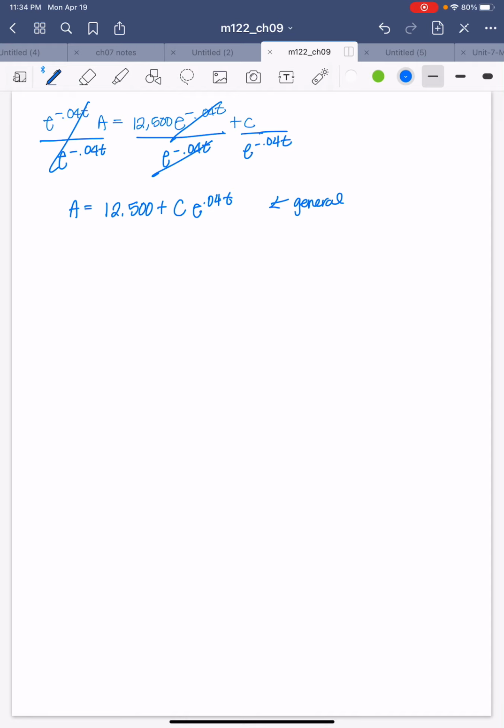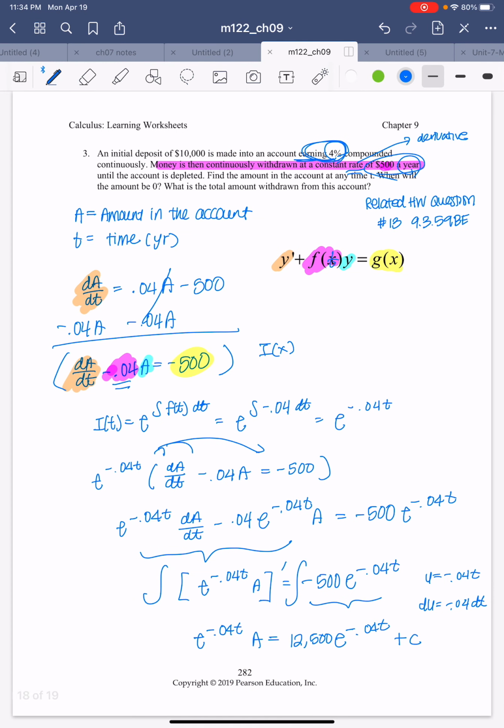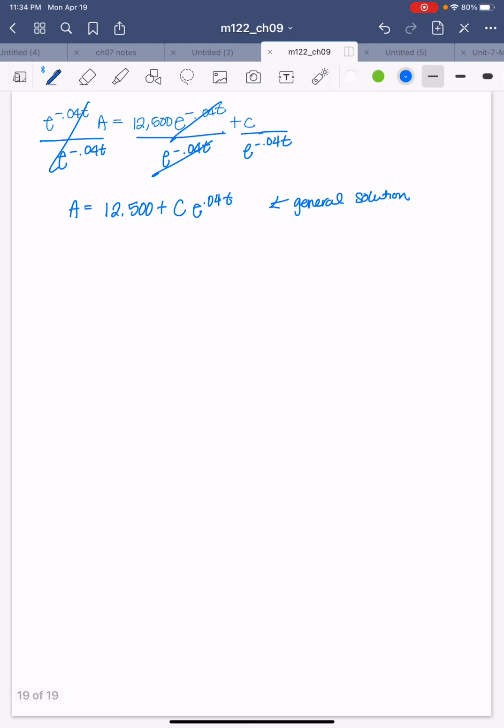However, what they want you to find, let's go back and read it. They want you to find the total amount, and when will the money be $0. So we have to know C. We haven't used our initial value. That means A at time 0, our A value is 10,000. So I'm going to use that to substitute to solve for C. I'm plugging in 0 for t and 10,000 for A, where t is time and A is the amount of money.